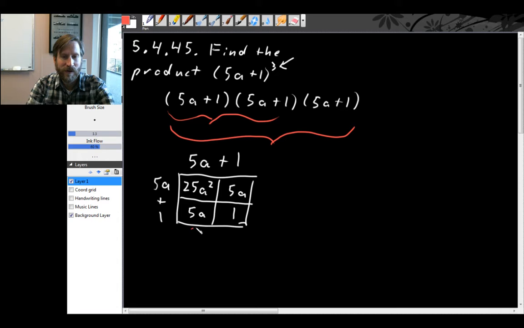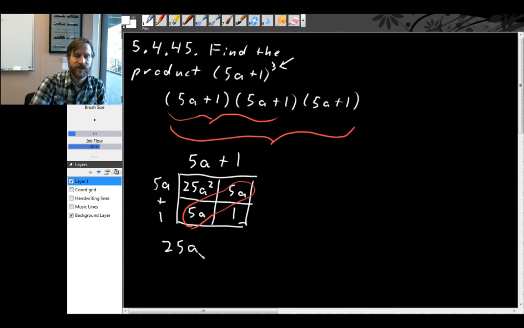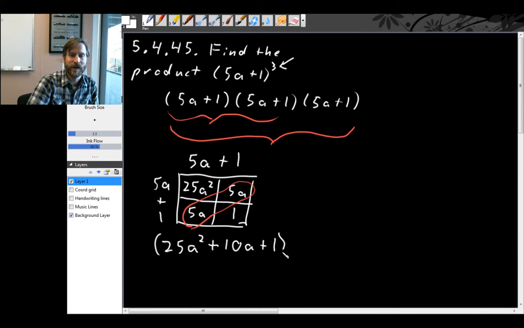And now we'll combine like terms. The stuff on this diagonal here, we can combine those two. So all together we get 25a squared plus, now the stuff on the diagonal, 5a plus 5a is 10a, plus 1. This is the result of multiplying 5a plus 1 times 5a plus 1. But remember, we have a third factor of 5a plus 1 to take care of out here.